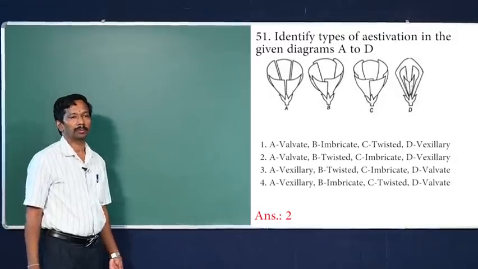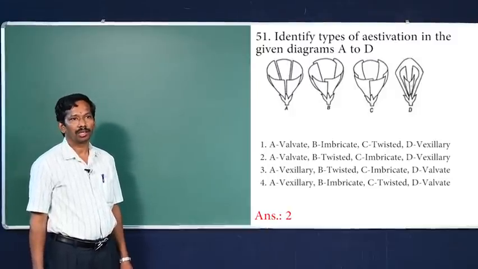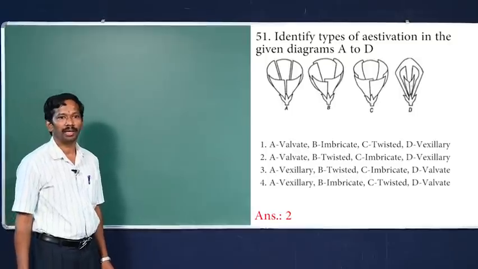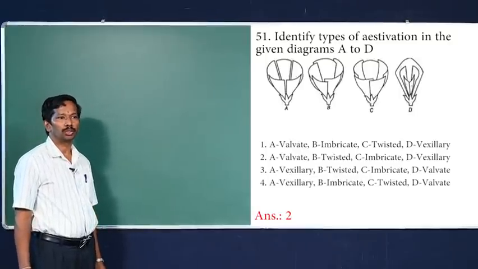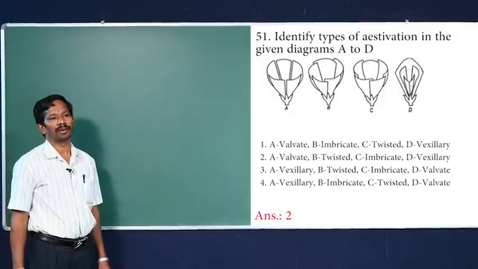Aestivation is already explained. So diagrams have been given with reference to aestivation. Answer is valvate, twisted, imbricate as well as vexillary. Answer is 2 for question number 51 with the textbook diagrams given.